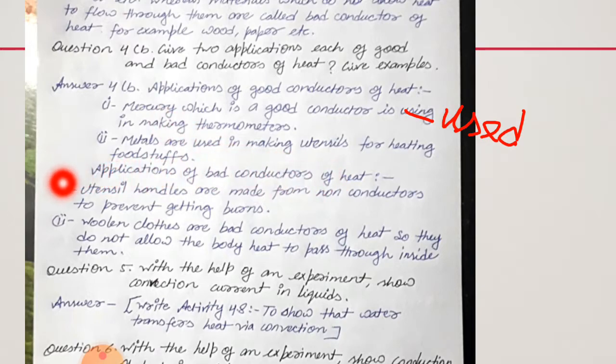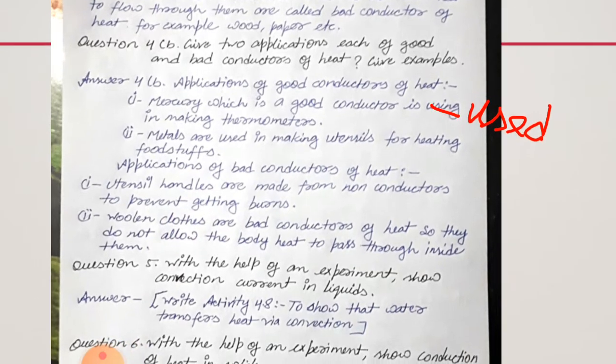Now applications of bad conductors of heat. First, utensil handles are made from non-conductors to prevent getting burns. Second, woolen clothes are bad conductors of heat, so they do not allow the body heat to pass through inside them.